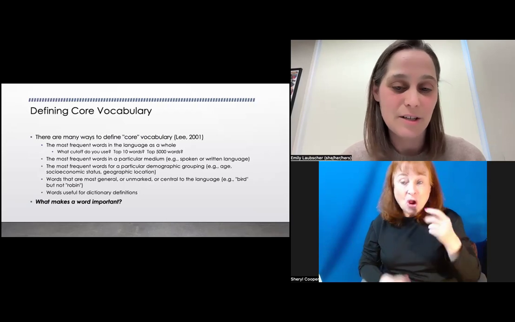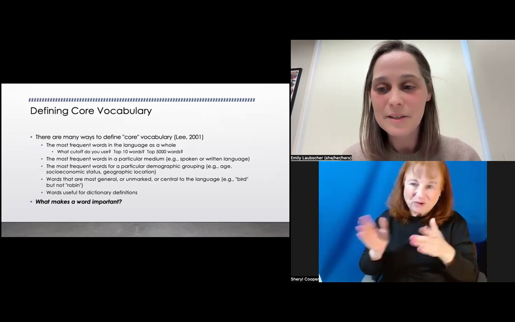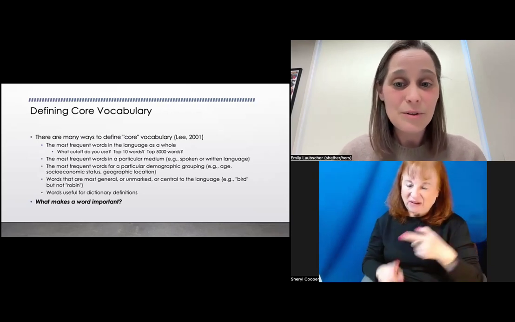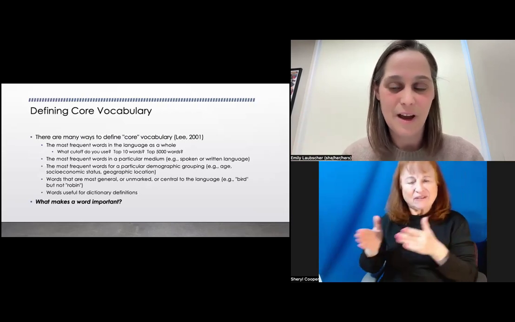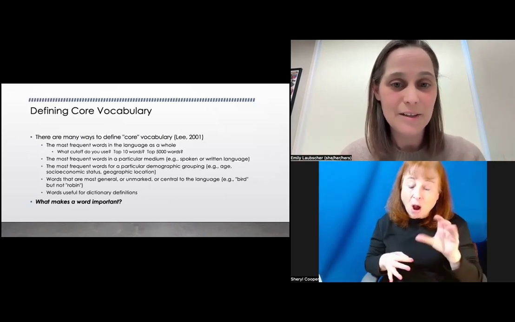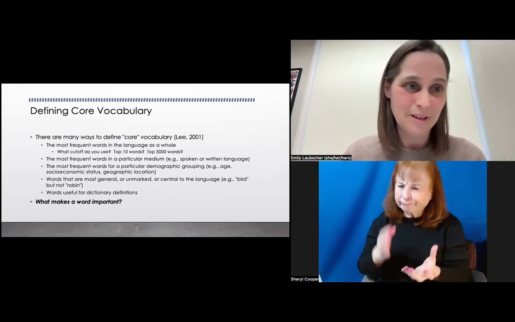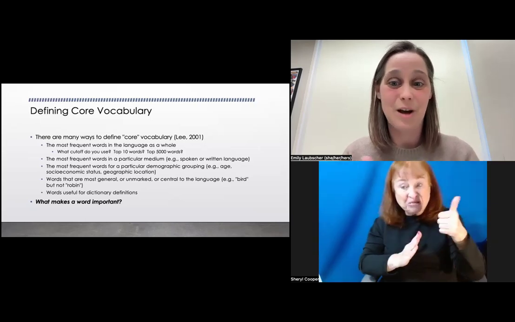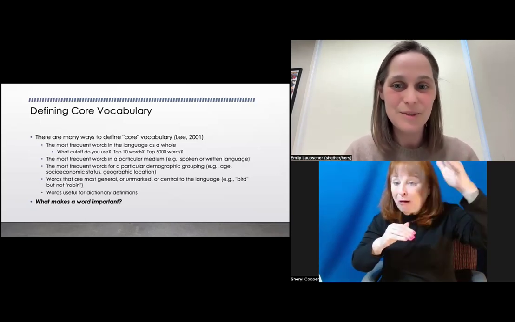So, researchers and practitioners across multiple fields have defined core vocabulary in various ways. And I've listed some examples here from a paper by Lee, 2001. So you can get a sense from looking at these bullets here of all the different ways that researchers have attempted to define a core vocabulary. So one way is to talk about the most frequent words in the language as a whole. Although then you run into the problem of what cutoff do you use? Do you take the top 10 words? Do you take the top 5,000 words? Do you go to more than that, somewhere in between those two numbers?